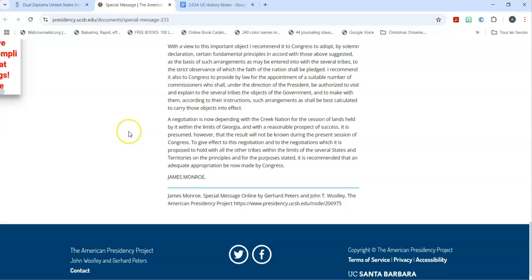So he's recognizing that his presidency is coming to an end, and he's recommending that they go forth with his ideas on how to treat the Native Americans.